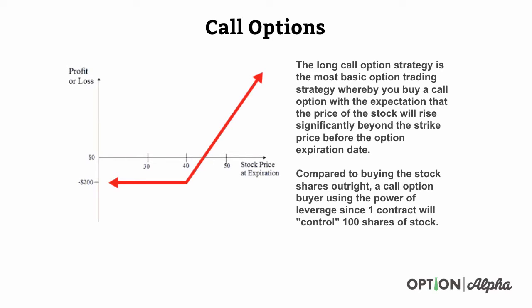a call option. Now, a long call option strategy is the most basic trading strategy, whereby you go out and buy a call option with the expectation that the price of the stock will rise significantly beyond the strike price before the expiration date. In this case, the example we have here is buying a 40 strike call option. So this is where the payoff diagram pivots and moves higher.